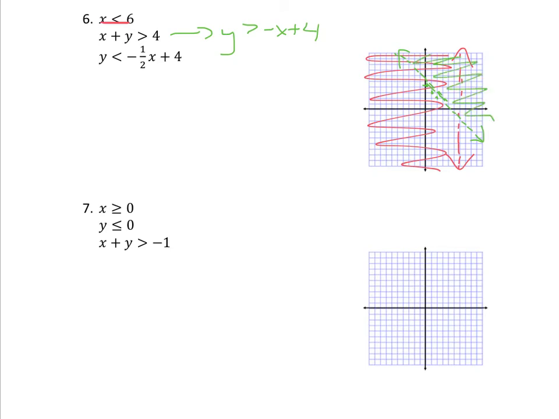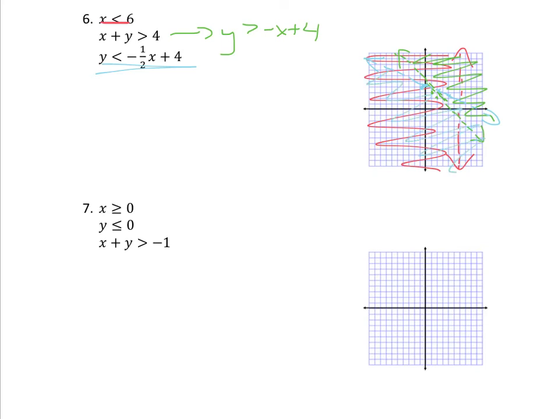And the last one, this one's already set up for you. We start up 4. Now we go down 1 over 2. Okay, this one's also dotted. And we are shading below that line. So you shade everything below that one.